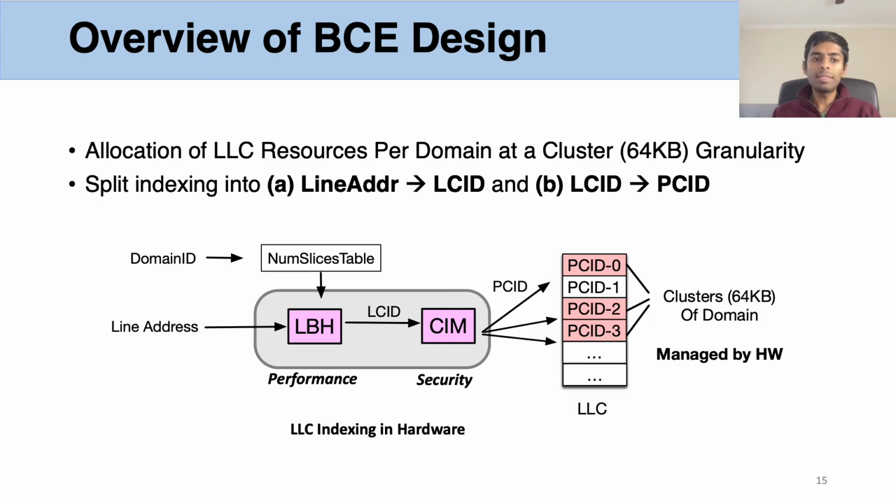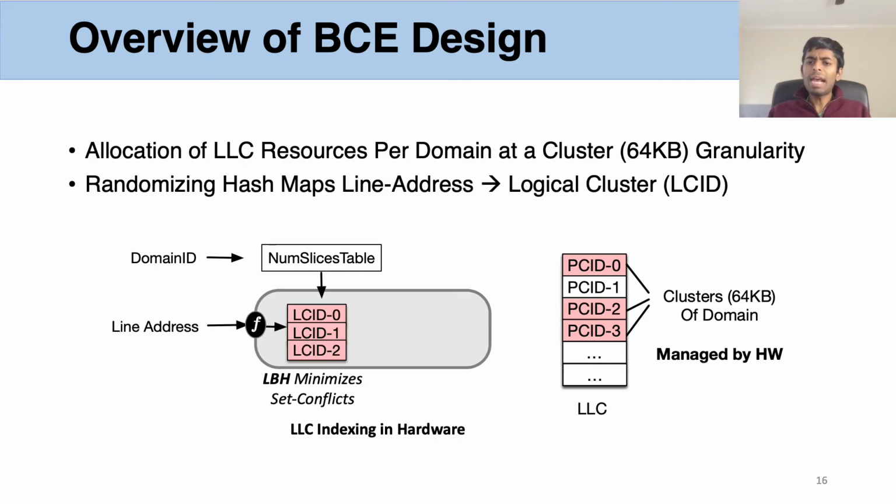First, we have a load balancing hash, or LBH, that maps line addresses to the clusters of a domain. We call these logical clusters. And then we have a cluster indirection module, or CIM, that maps logical clusters of a domain to the physical clusters in the LLC. In other words, it maps LCIDs to PCIDs. The load balancing hash is constructed using multiple randomizing hashes that uniformly map lines to clusters of a domain even when the number of clusters is a non-power of 2. This is important for minimizing set conflicts and boosting performance.